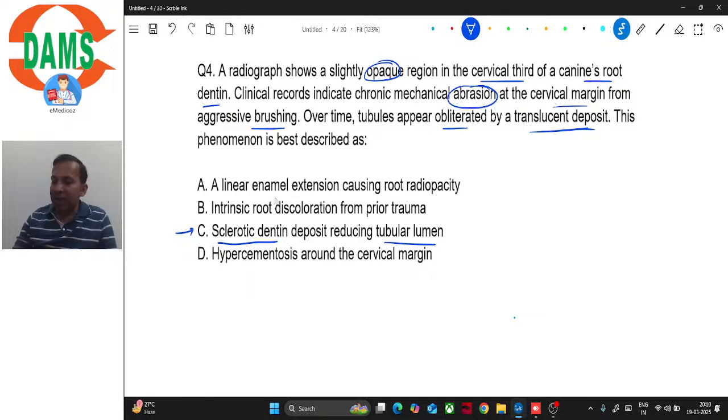A linear enamel extension, obviously we are talking about dentine, so within the dentine there is no enamel extension. Intrinsic root discoloration from prior trauma. We are not talking about discoloration, we are talking about deposition, isn't it? Hypercementosis around the cervical margin. Again, this is incorrect because we are talking about dentine and not cementum.